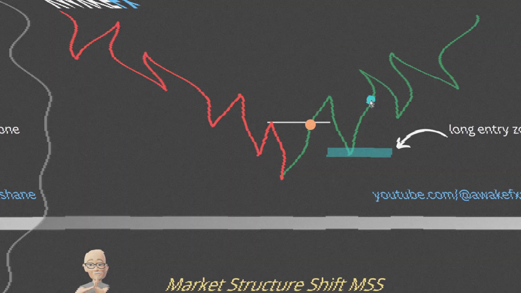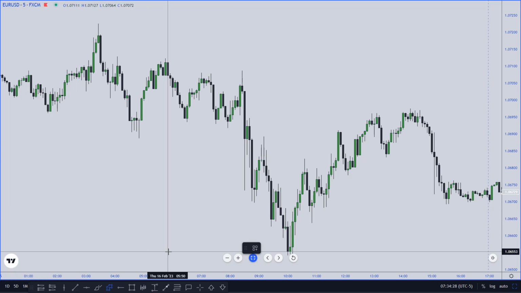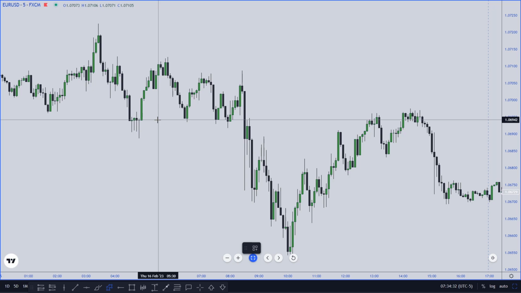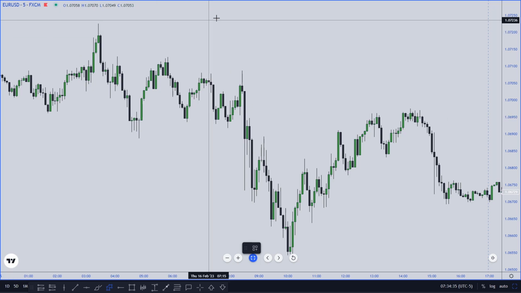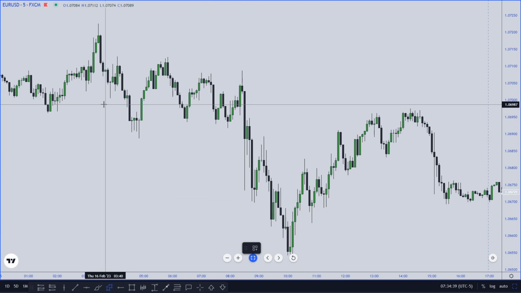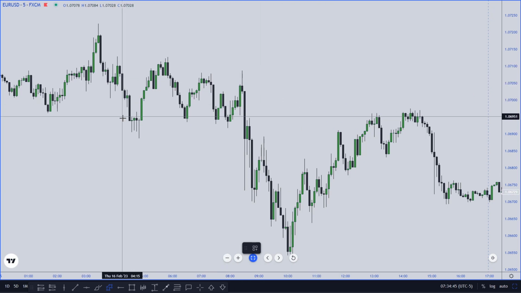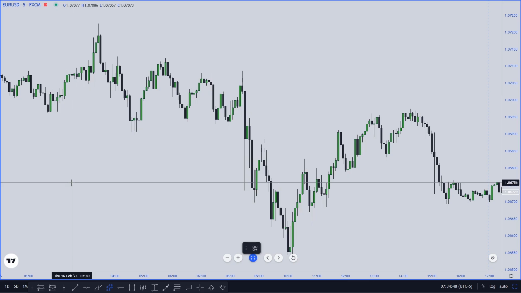So now let's have a look at the chart, have a look at some examples of this, and I have a chart here ready for you. Okay guys, so this is a 5-minute chart of the euro dollar. And I just want to use this as an example of what we're speaking about. So there's always uptrends, downtrends, uptrends, downtrends happening on any chart and in any time frame. So you can do this on daily charts, hourly charts. I'm using a 5-minute chart as an example.